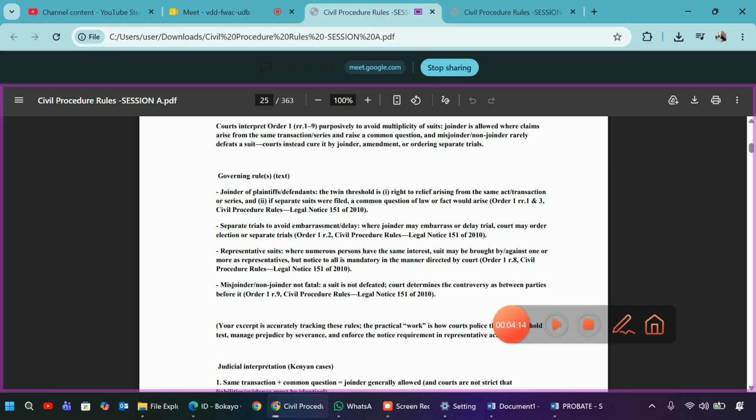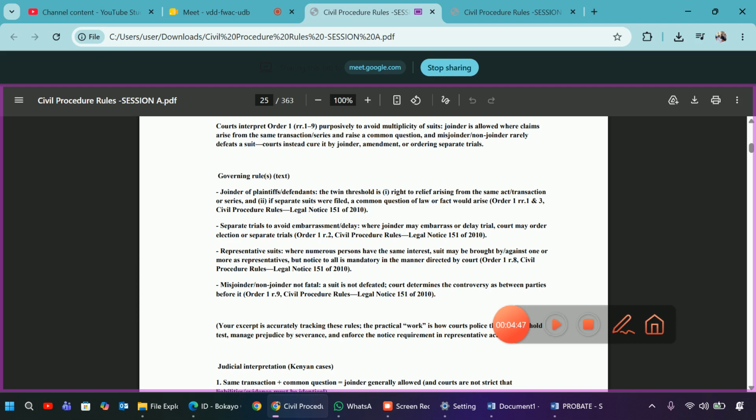The other key takeaway is Order 1, Rule 8 of the rules, on representative suits. Where numerous persons have the same interest, a suit may be brought by or against one or more as representatives, but notice to all is mandatory in the manner directed by the court. This is where the court allows one to bring a suit on behalf of a community or a certain number of people, but you must have served due notice to them because it is mandatory.